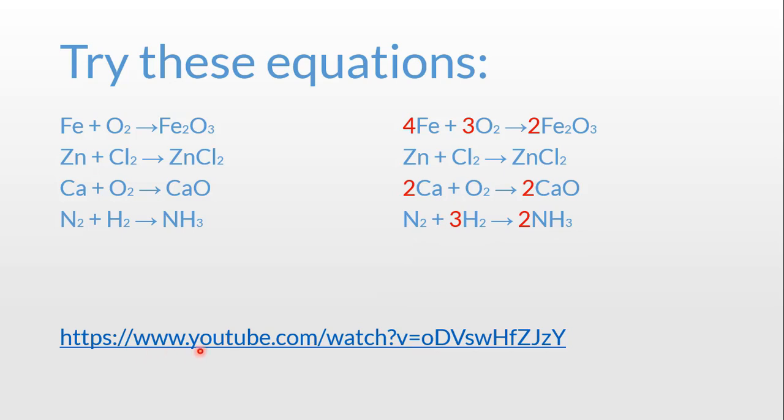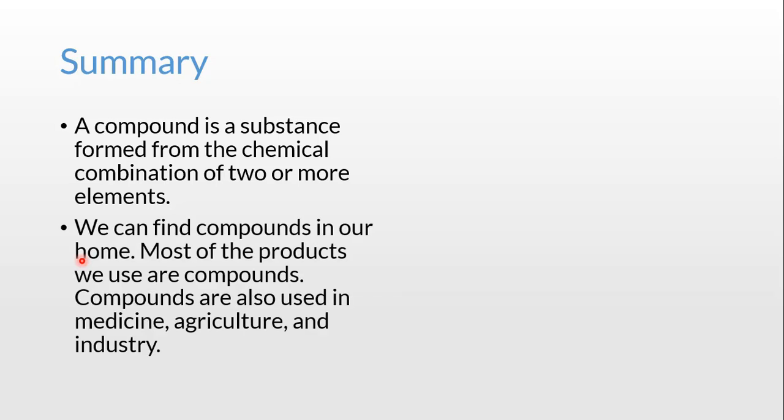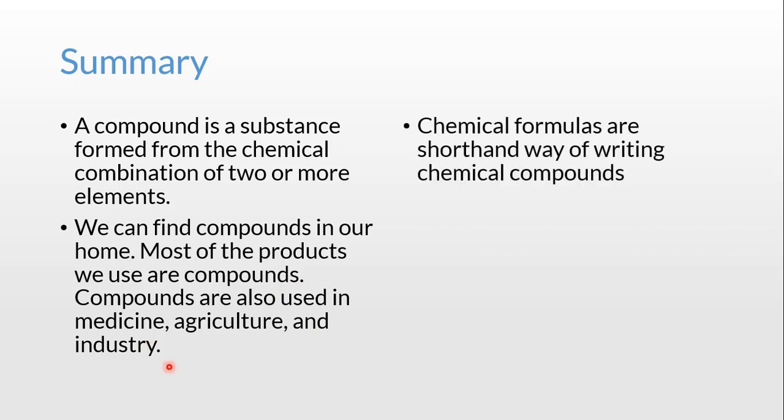Yes, so you can visit this link and you have more information on balancing of chemical equations. So what have we learned today? A compound is a substance formed from the chemical combination of two or more elements. Yes, we have got to know that. Also, we have learned that we can find compounds in our homes. Most of the products we use in our homes are compounds. Compounds are also used in medicine, agriculture, and in industries. Chemical formulas are a shorthand way of writing chemical compounds. Yes, we have learned that today.